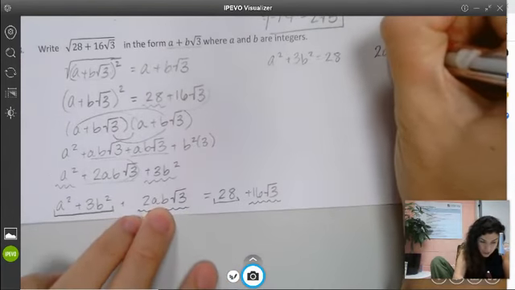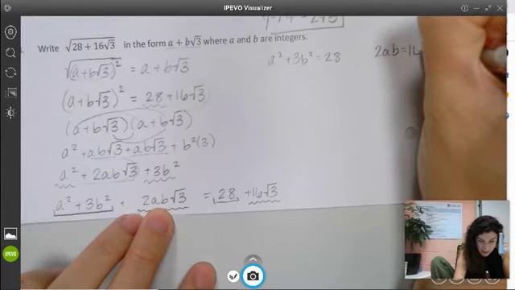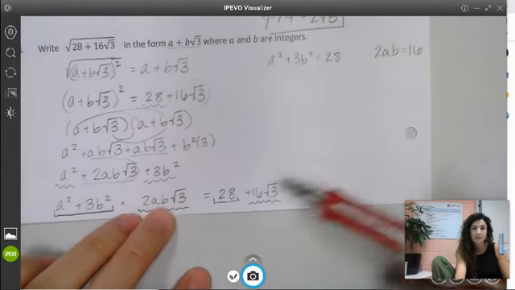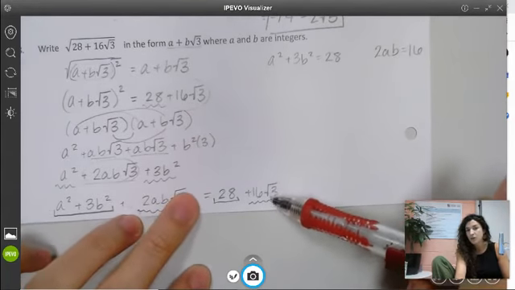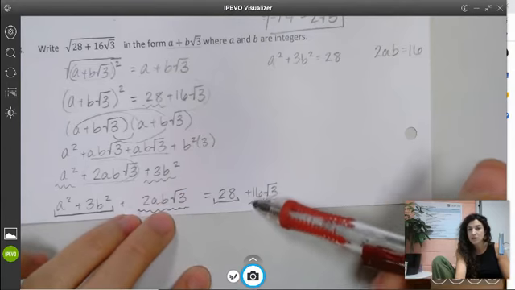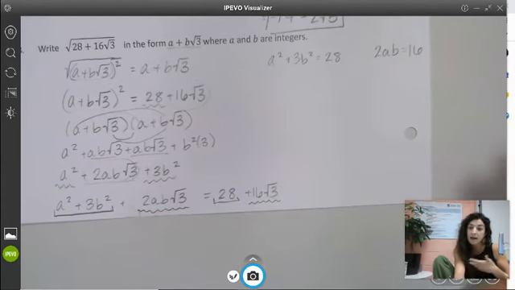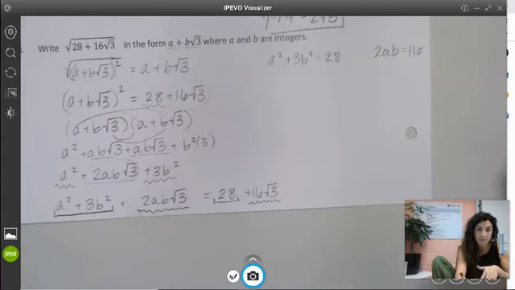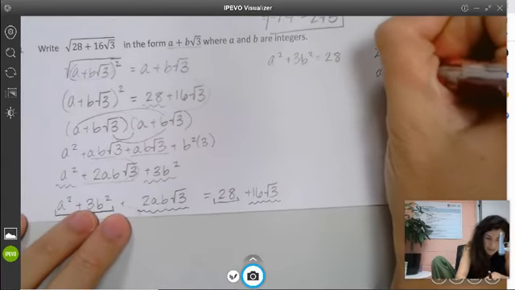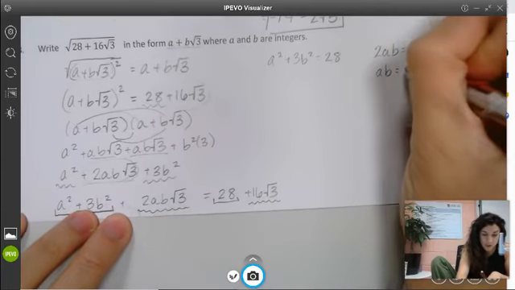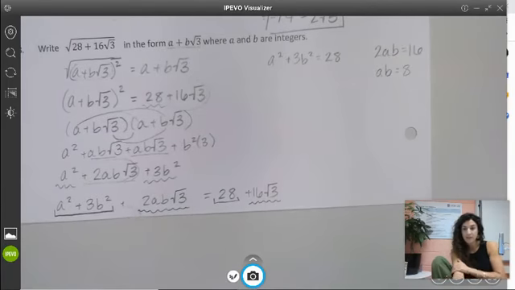And I know that 2ab must be equal to 16, okay? I'm going to leave out the square root of 3 because I know that that has to stay there. So I know that this coefficient right here, 16, must be gotten by multiplying this idea of a and b and multiplying it by 2. So I have ab, I divide both sides by 2, must be equal to 8.